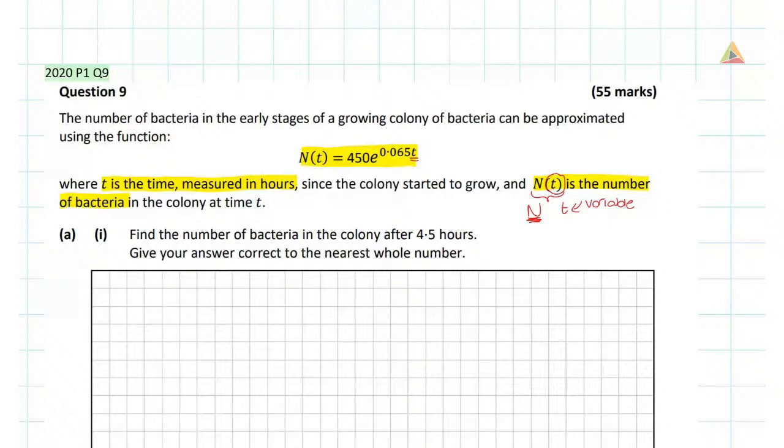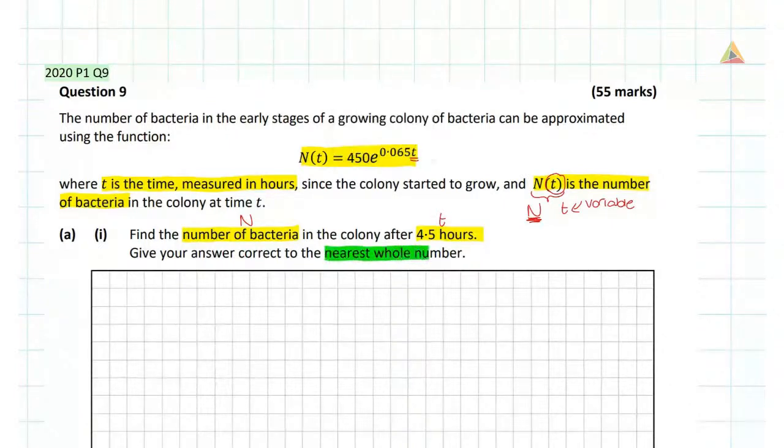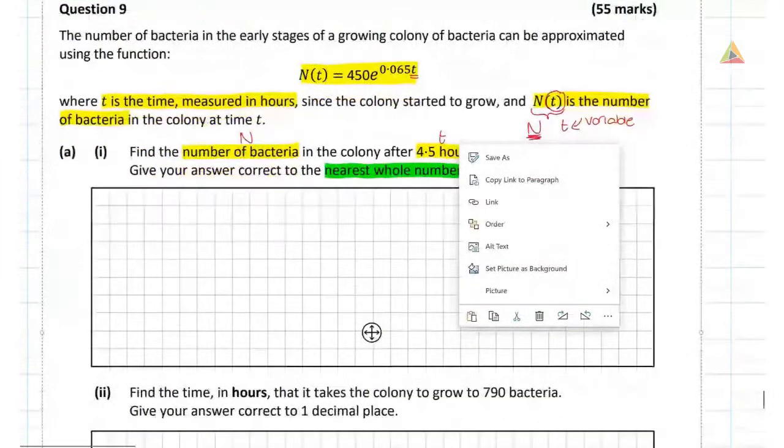So the question is asking me, find the number of bacteria. We've highlighted that, number of bacteria, that's our capital N, in the colony after that many hours. That's my time, or my small t. And very important for the end of the question, give your answer to the nearest whole number. So that's going to be important as we get down through the question. Okay, so let's make a start on it.